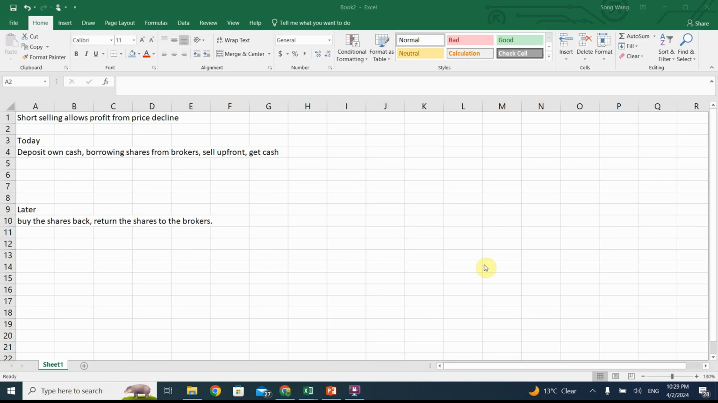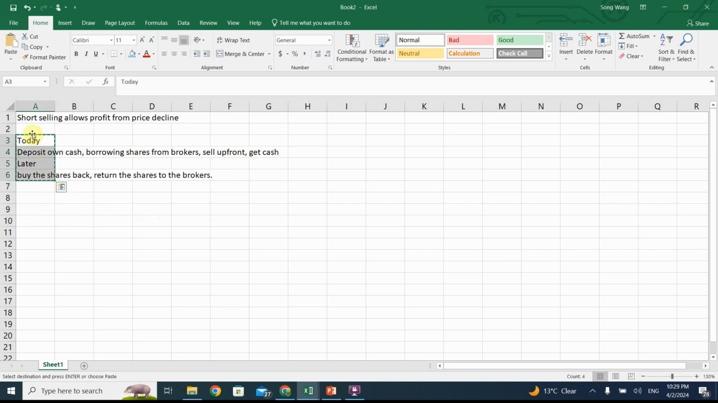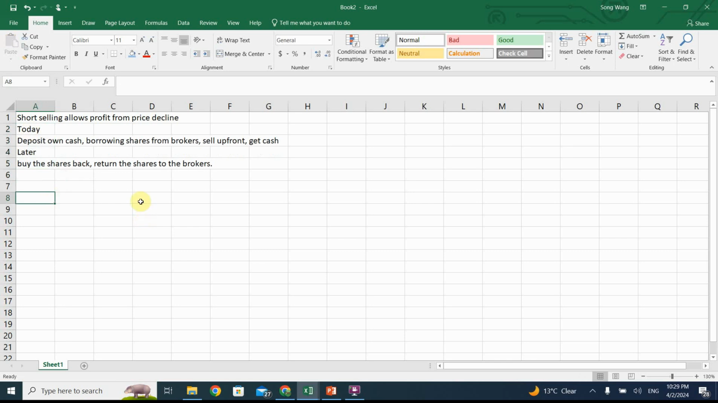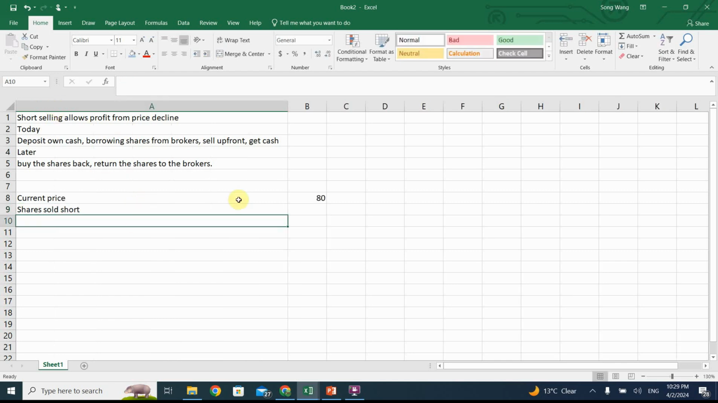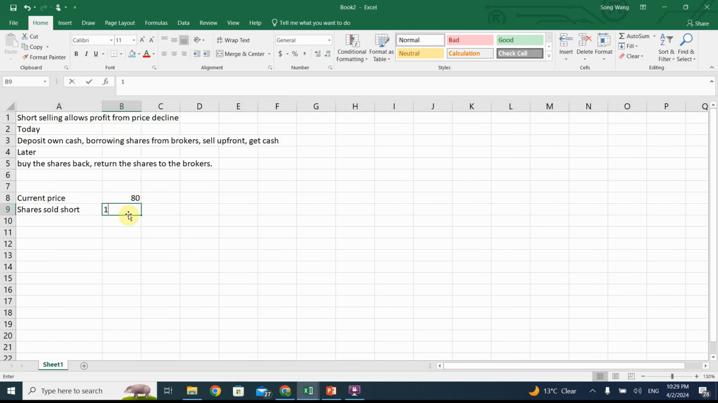Okay, so let me just do the practice right here. Let me consolidate the writing and get some space. All right, so right now the current price is $80, and the shares sold short is 1,000. Okay, and then you need to figure out what the later price is. So the later price here is $70. And the margin requirement is 50%.